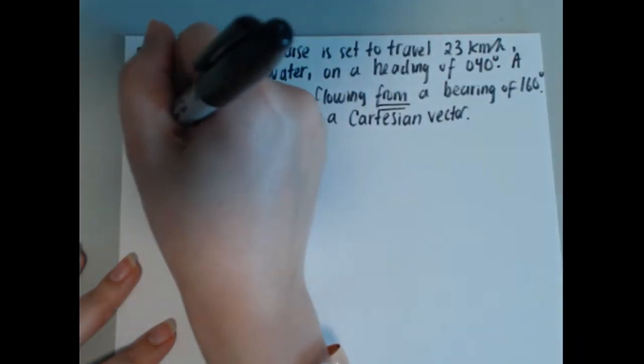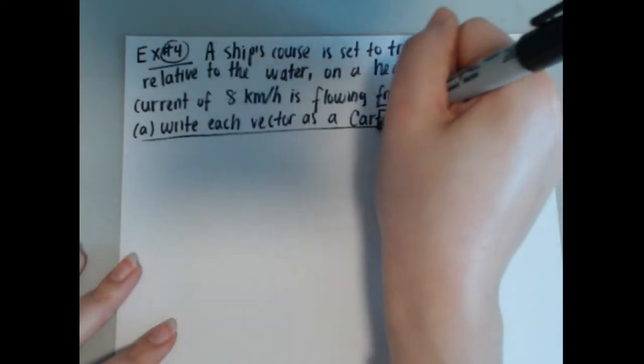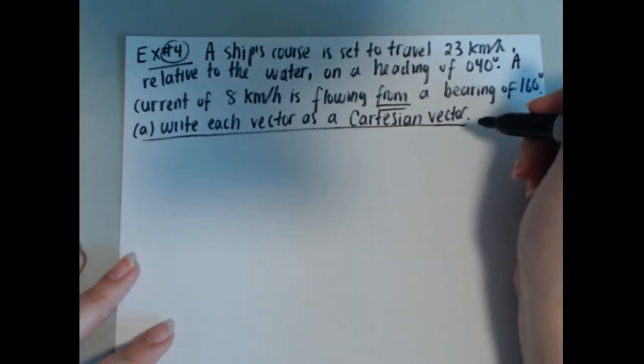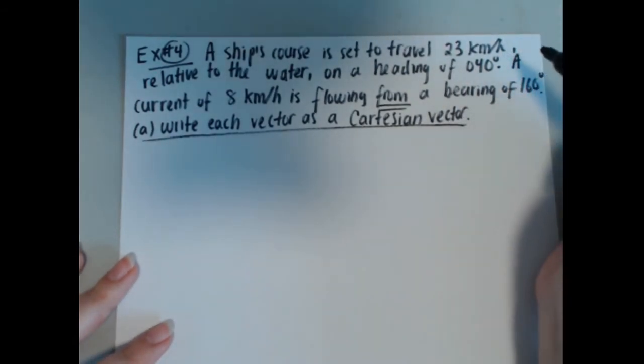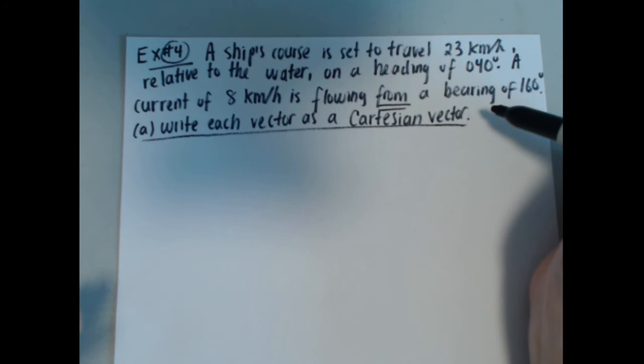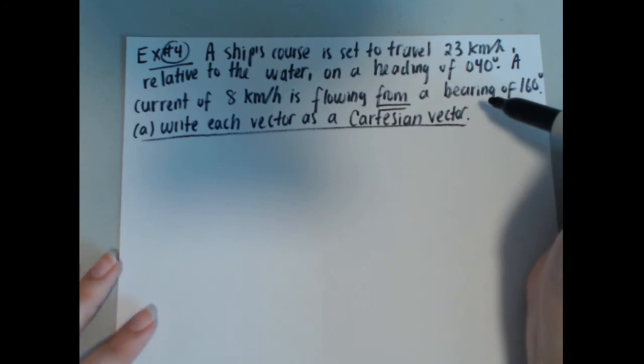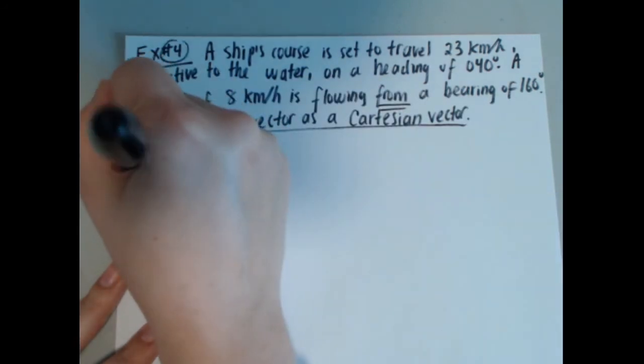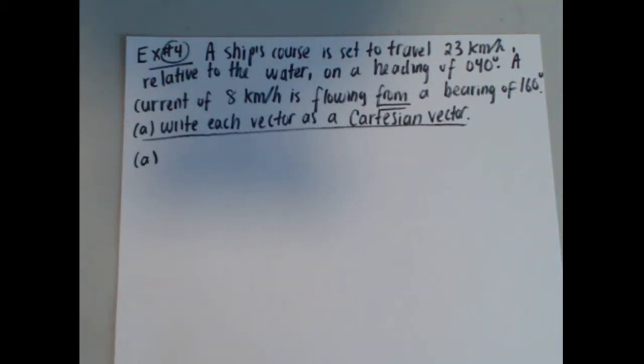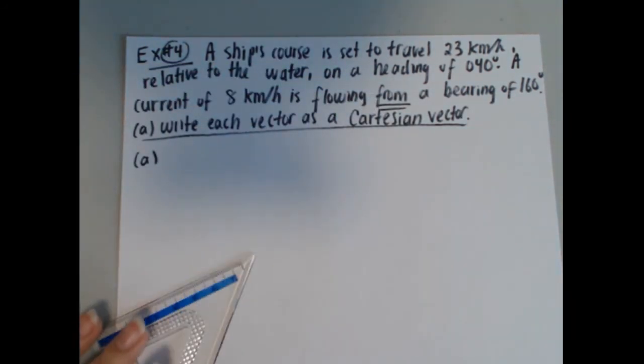Okay, so remember, with Cartesian vectors, the angles are always measured relative to the x-axis. In this case, it's going to be relative to the east. East would be the positive x direction. Okay. So for part A, we're going to go ahead and sketch this out.